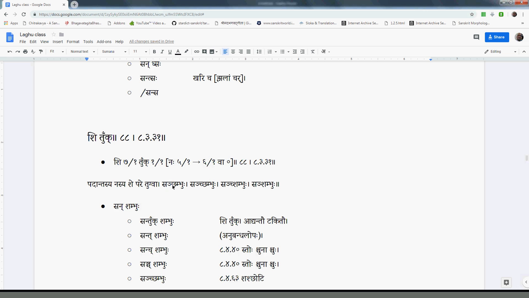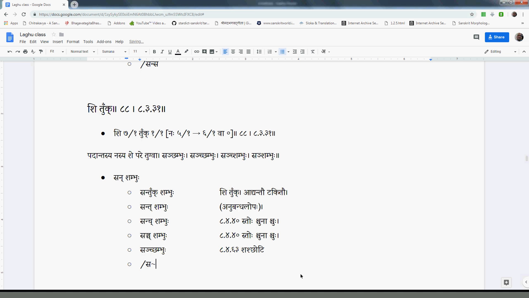And since Tugama Takara is not there, still Shashchoti will apply. So the only sutra that will not apply, if you don't take Tugagama, is this one. And you will get Sanchambhu. In which paksha? Here the paksha will be optionally what? Tugagabhava. When there is no tugagama, in that paksha.